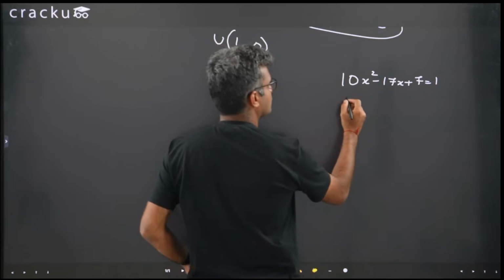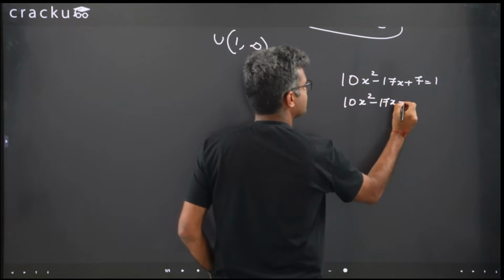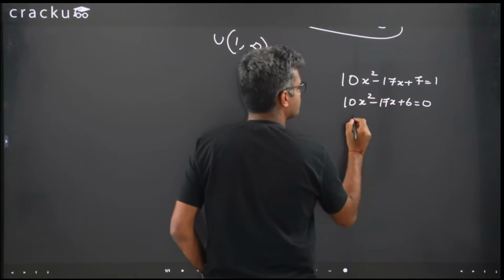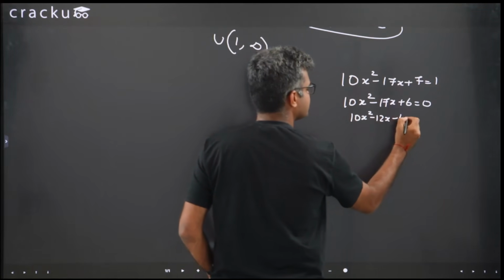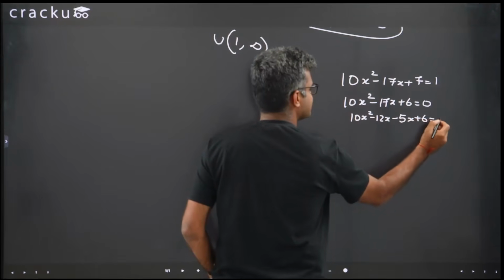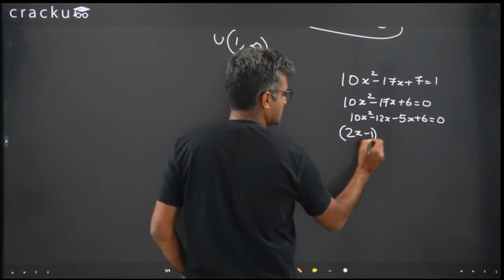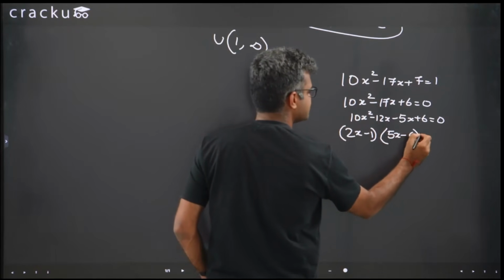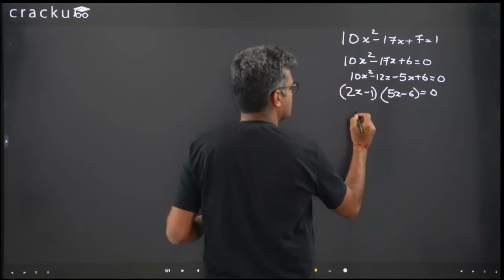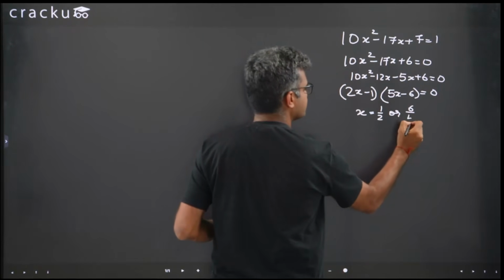And at what value of x is the base equal to 1? The base is equal to 1 at 10x square minus 17x plus 6 is equal to 0. This is 10x square minus 12x minus 5x plus 6 is equal to 0. This is (2x minus 1) into (5x minus 6) is equal to 0. So the value of x is equal to 1 by 2 or it is equal to 6 by 5.